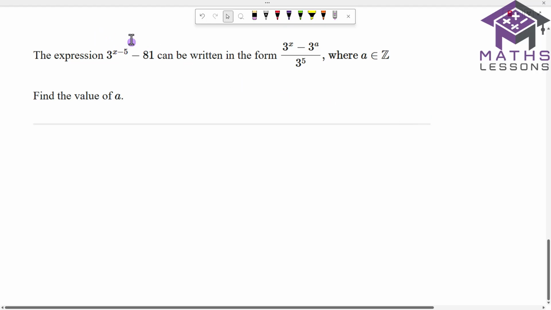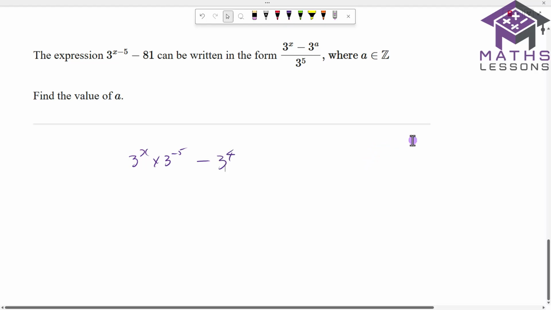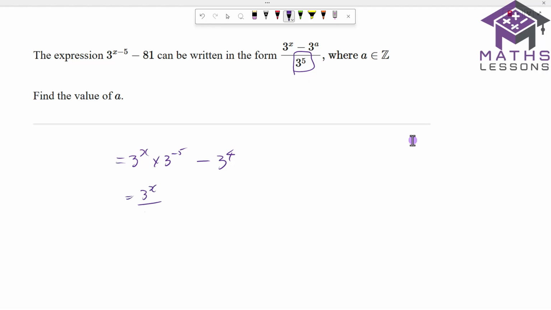Okay, we want to write this expression in this form where it's just powers of 3. So let's have a go at that. So if we do this first, we've got 3 to the x minus 5, which is the same as 3 to the x times 3 to the minus 5. And 81, 3 to the power of 1 is 3, then 2 is 9, cubed is 27, and to the power of 4 is 81. So we've got 3 to the power of 4. Now, 3 to the minus 5 means 1 over 3 to the power of 5. So we've got 3 to the x over 3 to the power of 5 minus 3 to the 4.